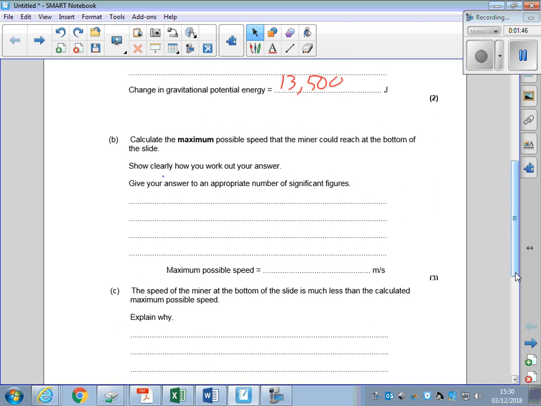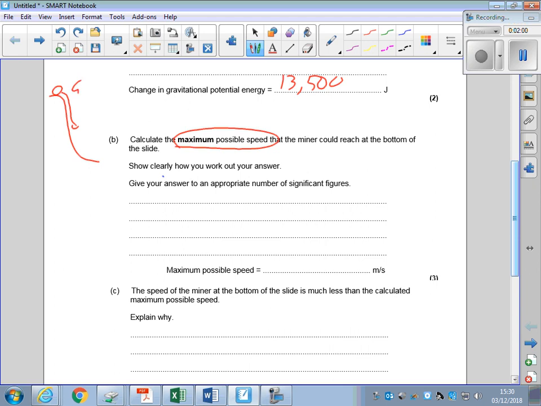They're asking for the maximum possible speed, but they've not given us any more information. So to answer this question, you've got to know two things. One, you've got to know that if something is rolling down a hill or sliding down a ramp or it's a roller coaster, the gravitational potential energy will get turned into kinetic energy. And this maximum bit here, they're talking about what happens if all of that energy gets turned into kinetic energy.